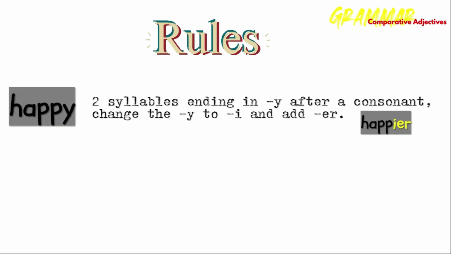If the adjective has 2 syllables and it ends in Y, and the Y comes after a consonant, we change the Y to I and add ER. So we have happy, and before Y, we have a consonant which is P. So we delete the Y, add I and ER, and now we have happier.